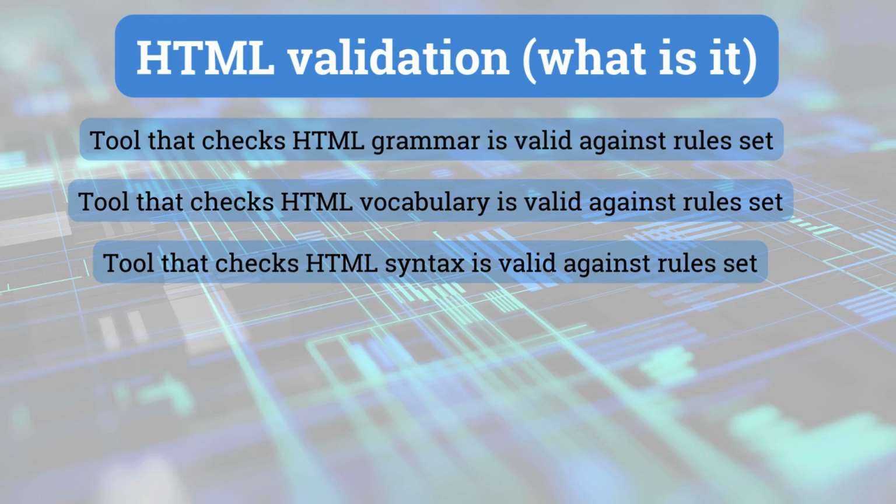Let's get started. HTML validation. So what is it? Well, a validator for HTML is a tool that checks the grammar is valid against a set of rules to make sure there's no errors or issues. The validator also checks HTML vocabulary to make sure there's no broken elements. And also, the validator checks HTML syntax is valid against a set of rules to make sure there's no errors or broken tags or unclosed elements.